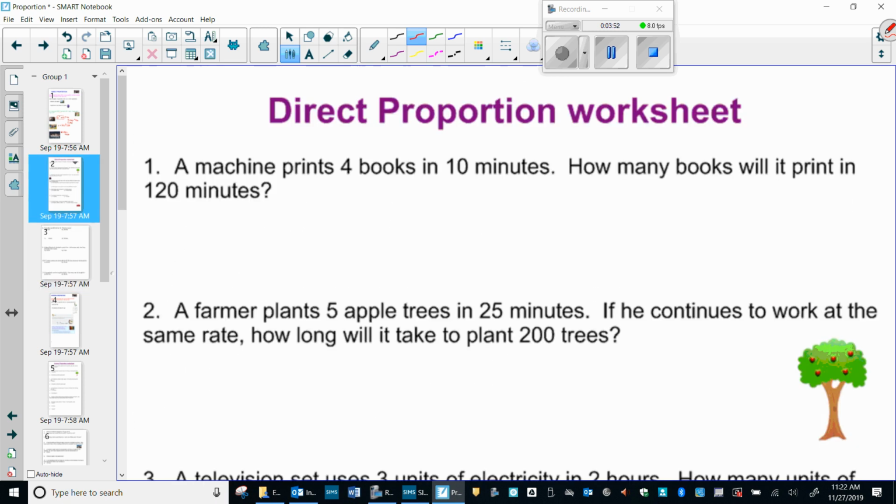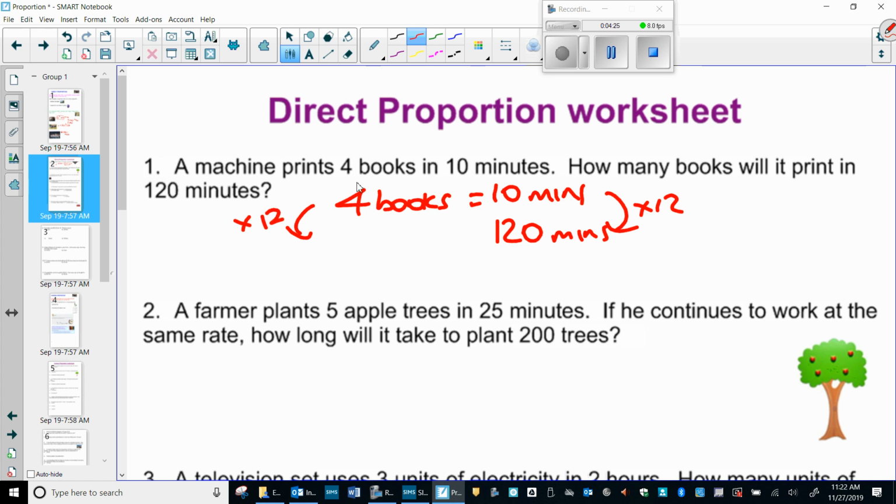I would suggest for the majority of you, you're going to want to work out what one item costs. So, for example, if I was to work out this one here, I would probably set out a little bit like it's a ratio. So I would probably say 4 books to 10 minutes. If I want to know 120 minutes, what did I do to get from 10 to 120? Times by 12. I multiply by 12, so I can do the same on this side. So I would know my answer would be 48 books.